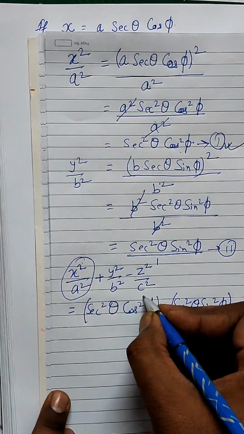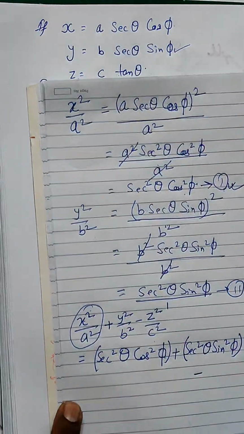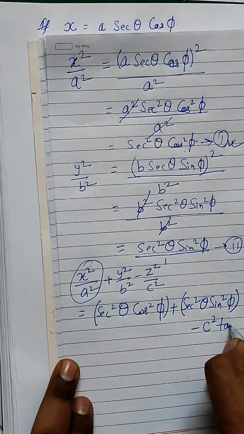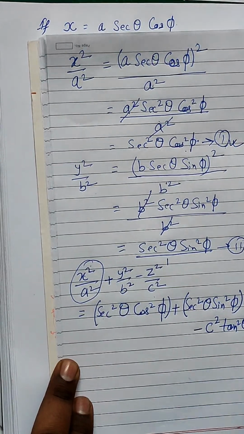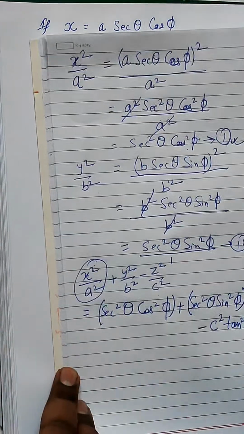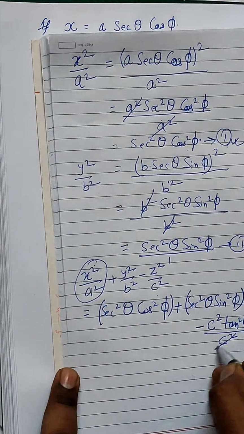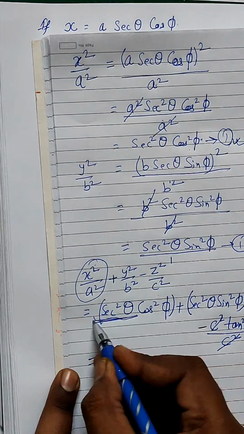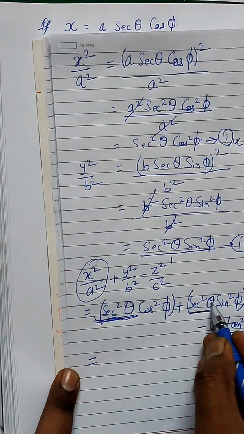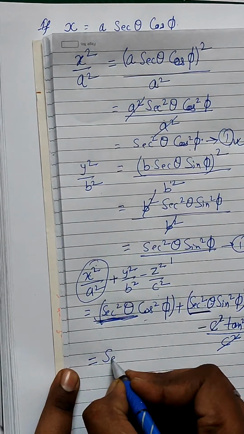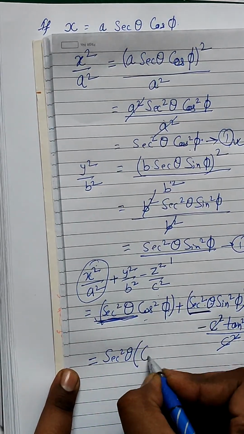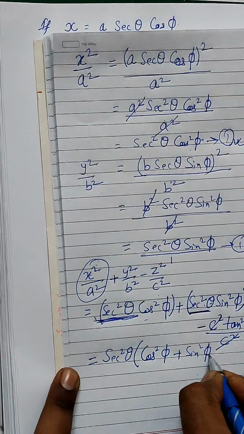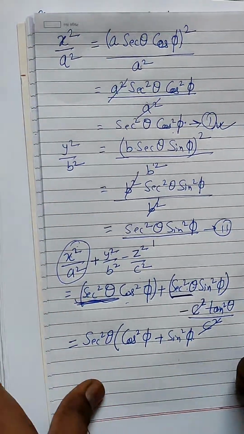Minus z square by c square. What is the value of z? Z is c tan theta. So c tan theta square means c square tan square theta, divided by c square. So here also c square will be cancelled out. So what is left in the LHS? Let us see. Here you can see sec square theta and sec square theta in both these two terms, right? So bringing sec square theta as common, we are left with cos square phi plus sin square phi.